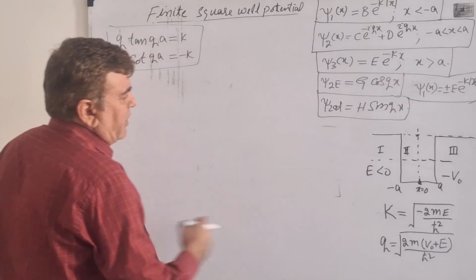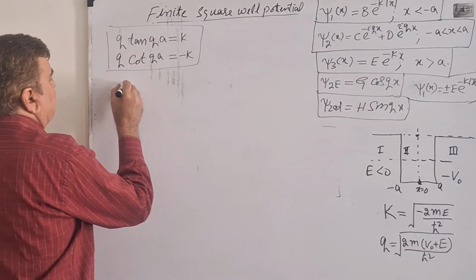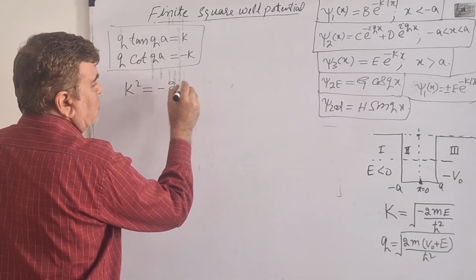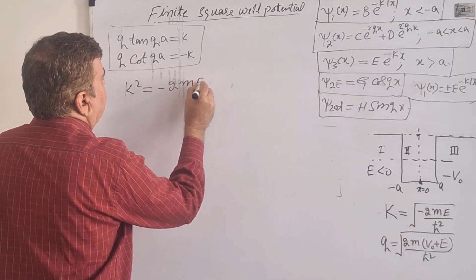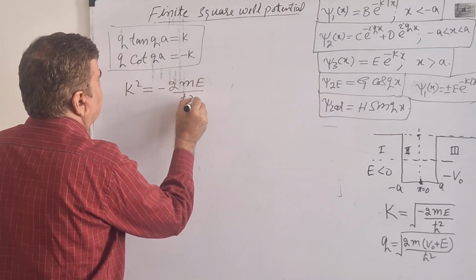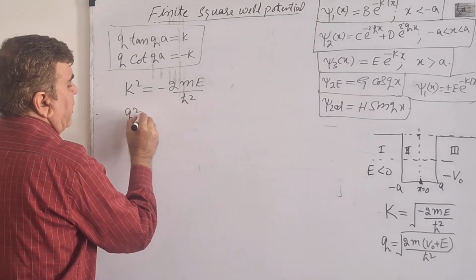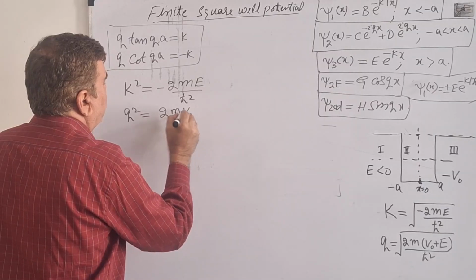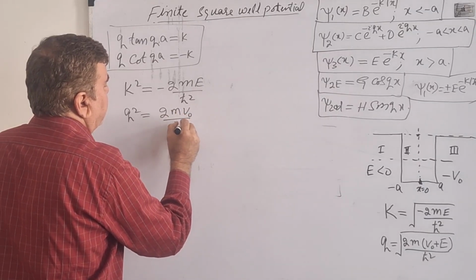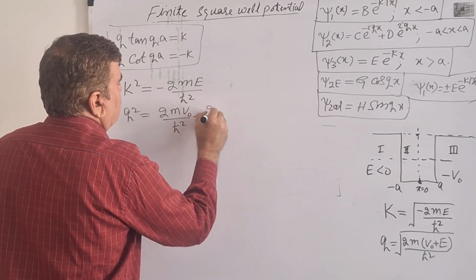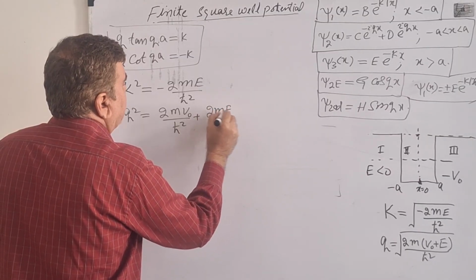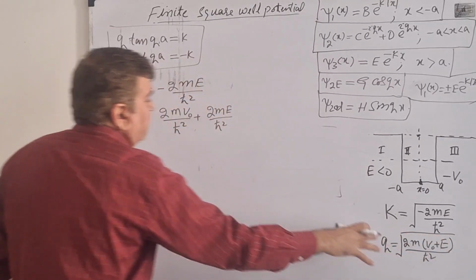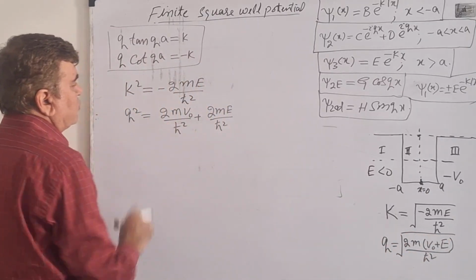Now let me square this equation. I write k squared equals minus 2mE divided by h bar squared, and q squared equals 2mV naught divided by h bar squared plus 2mE divided by h bar squared. That is, I'm removing the brackets and splitting the single term into two terms.